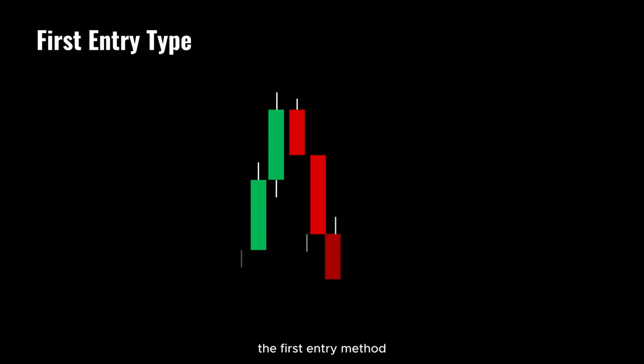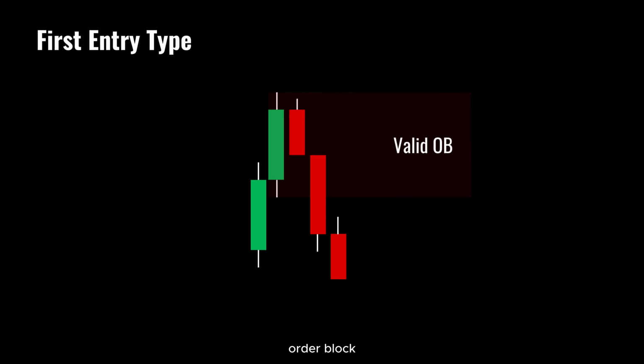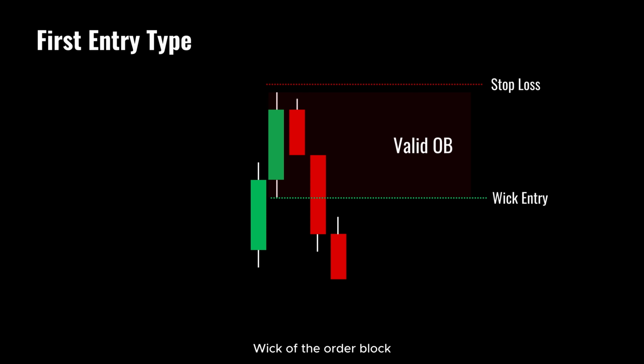The first entry method involves leveraging wicks to execute trades. After identifying a valid order block, we place buy or sell orders directly on the wick. For sell positions, the stop loss is positioned a spread size above the higher wick of the order block. While this setup widens the stop loss margin, potentially impacting the reward-to-risk ratio, it also heightens the probability of order execution as price may merely touch the wick before moving in the expected direction.